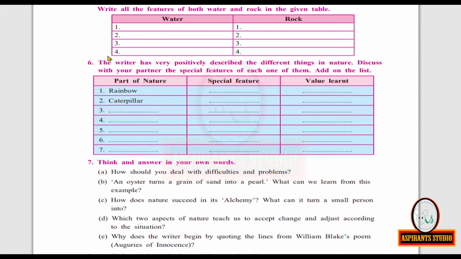Now, see this question. The writer has very positively described the different things in nature. Discuss with your partner the special features of each one of them. Add on the list. Answer. Part of nature. First one is given as rainbow. Under special feature, you can write cheerfulness.